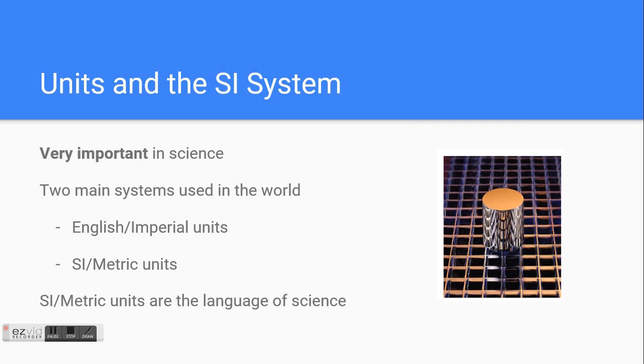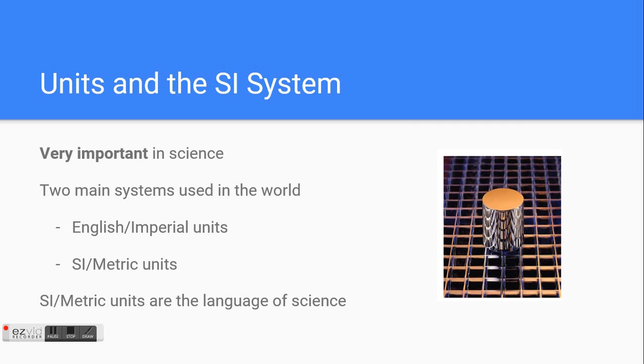The other one, if you're from other areas of the world, is actually probably more familiar to you. That's the SI or the metric system. And those are meters, kilograms, liters, those types of units. SI and metric units are generally the units that we use in science, and there are some very important reasons for that.